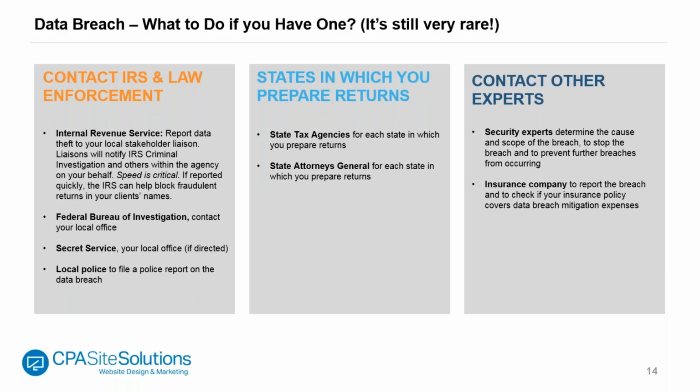What happens if you do have a data breach? I pulled this from the IRS website because I thought, what if somebody does? What do I do? It's still very rare that this actually happens. But if it does happen, there are certain things that the IRS has recommended that you do. Number one, you need to contact your local IRS stakeholder liaison. That liaison will notify IRS criminal investigation.